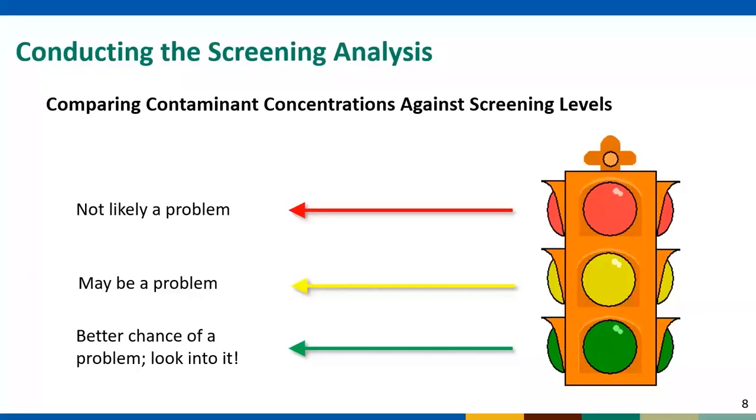Yellow indicates there may be a problem. You should continue the PHA process for those contaminants that are at and above our screening levels. Green indicates better chance of a problem, look into it now. This is when we might want to consider a health advisory to quickly address potential health risks for those chemicals that are well over screening levels by several orders of magnitude.